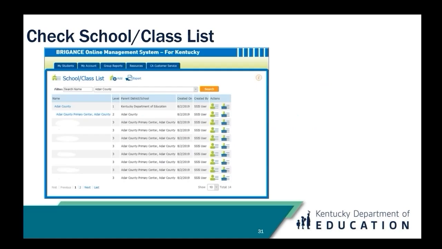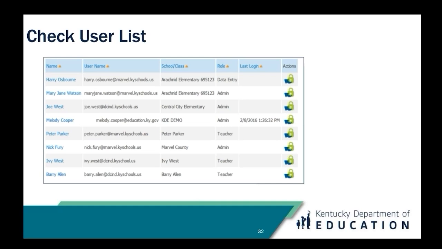This is a sample school class list. Here you will see Adair County, the district, is listed as a level 1. Adair County Primary is the school and is listed as a level 2. Level 3 would be each teacher that belongs to the building. It is also important to check the user list. These users are the teachers, data entry clerks, and administrators that need access to the online management system. It is important that the email addresses are the correct district email as well.